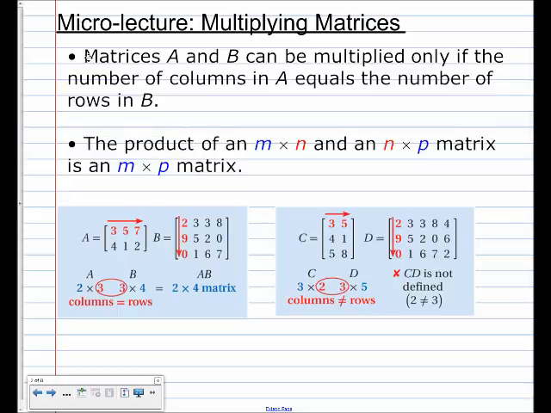All right. So we are going to multiply. That's what we're going to do today.